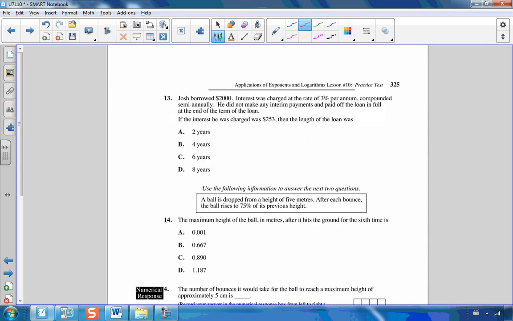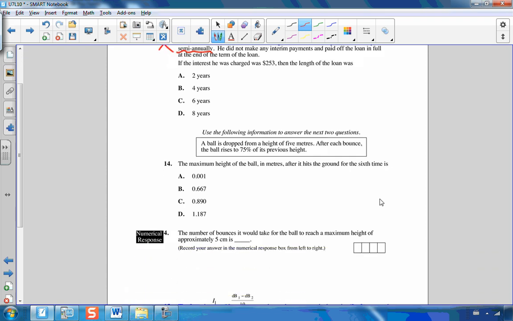Okay, let's see if number 13 is better. Okay, so this one here is compounded semi-annually. So because it's not annually, they have to give us the formula. That's part of the curriculum, so I'm going to cross this question off as well because we don't have a formula. Okay, let's look at this one here.